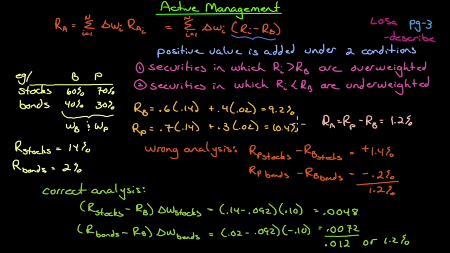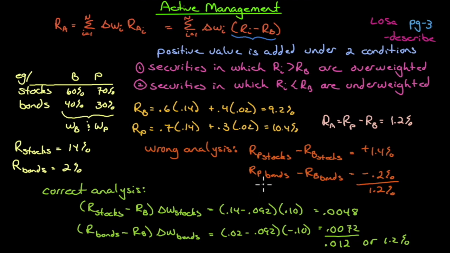There we go. To what do we attribute that? Here is the wrong way to do it. Here is a very naive way to do it. You could say, well, the return on the portfolio of stocks minus the return on the benchmark of stocks was plus 1.4. Overweighting stocks in our portfolio returned 0.7 times 0.14, whereas the benchmark only had 0.6 times 0.14. So we made an extra 1.4% above the benchmark by overweighting stocks.